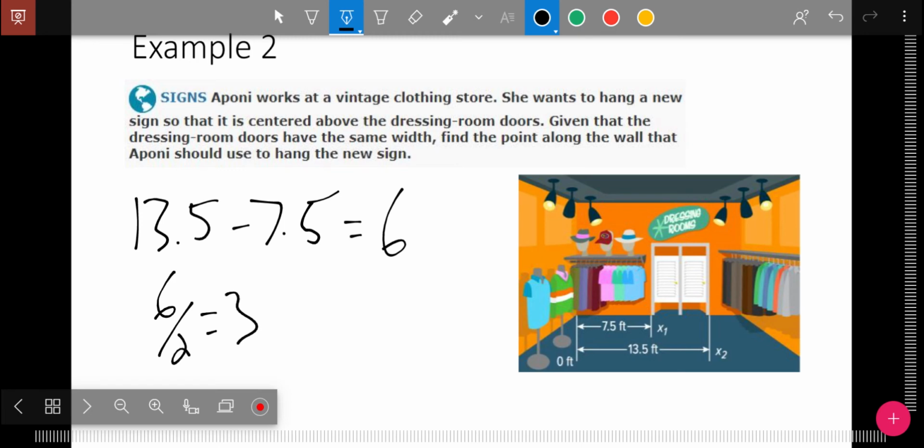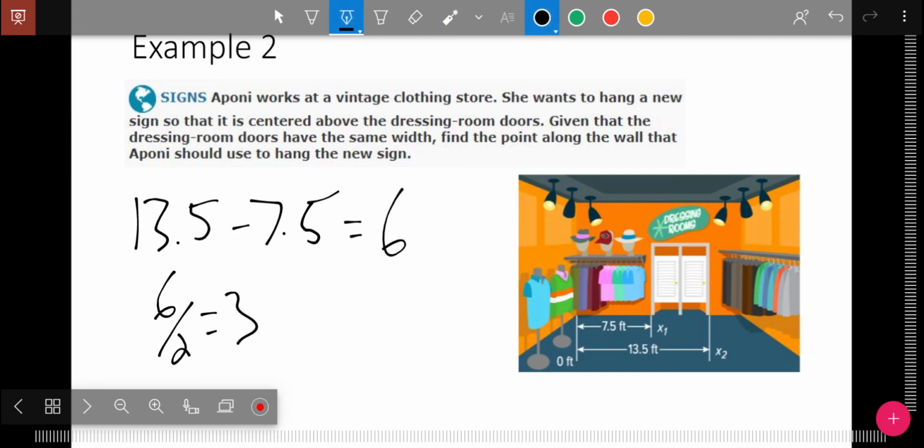Now, this particular example doesn't really say what it wants from us. And so you could say that the sign needs to be 3 feet from either edge of the door. All right, that would be okay. Maybe saying it needs to be 3 feet from x1 would be okay.